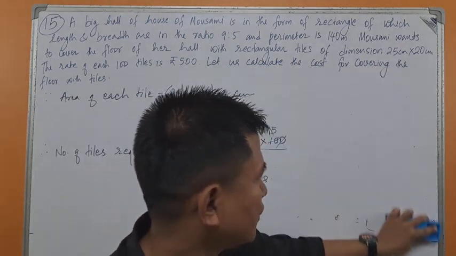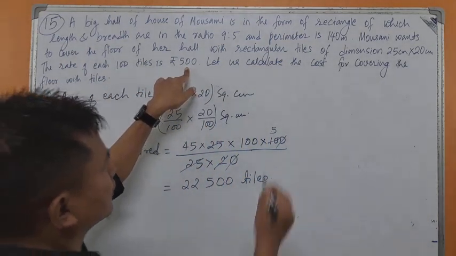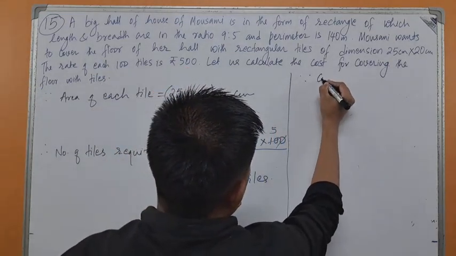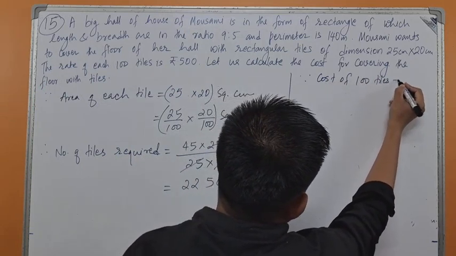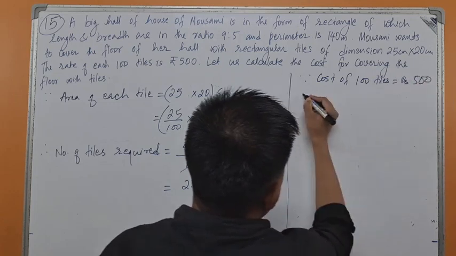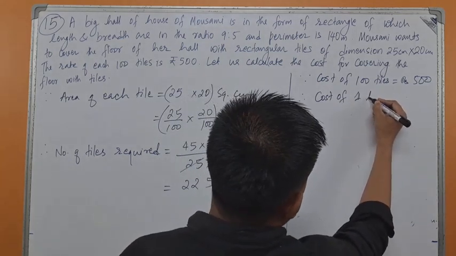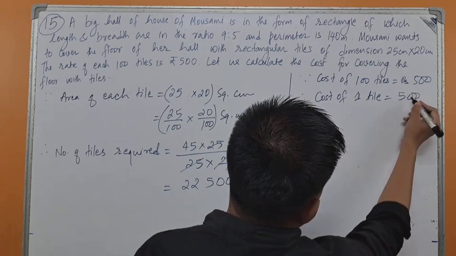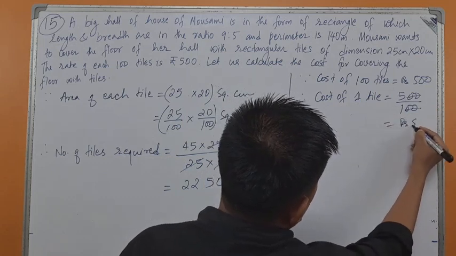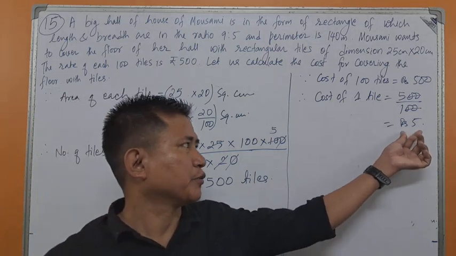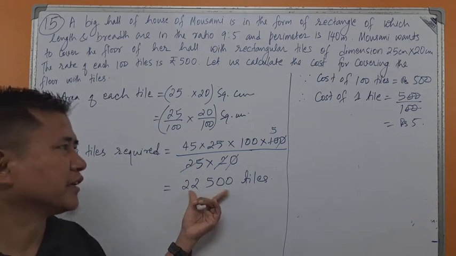Now cost of 100 tiles is given to us. Cost of 100 tiles is rupees 500, isn't it? Since cost of 100 tiles equal to rupees 500, therefore cost of one tile equal to 500 divided by this 100, unitary method. These two zeros cancel out, rupees 5. So cost of each tile is rupees 5, and we have this many tiles. Required number of tiles is this. So what will be the total cost of this many tiles?